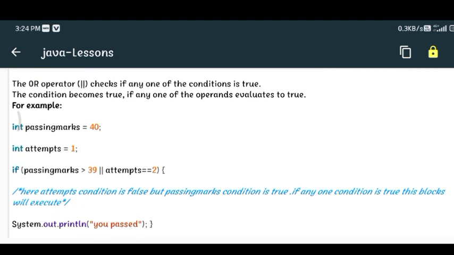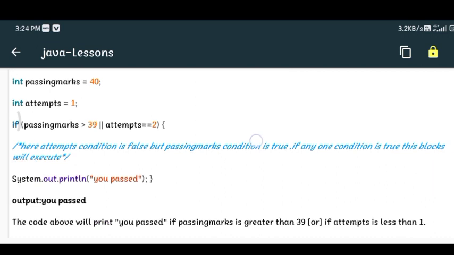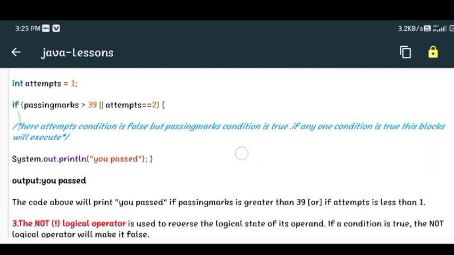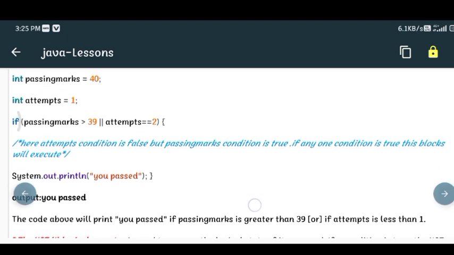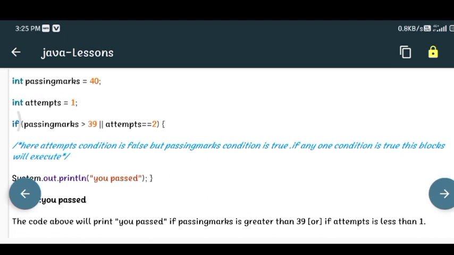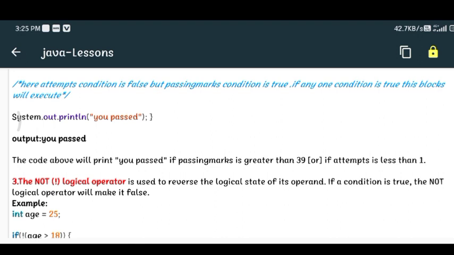Okay, int passing mark is 40 and attempt is 1. If passing mark is 39, attempt equal to 2. Okay, this is the program. Then System.out will print, you passed. I have already said that the OR operator checks if one condition is true, then the result is true. Okay, the output will be: you passed.